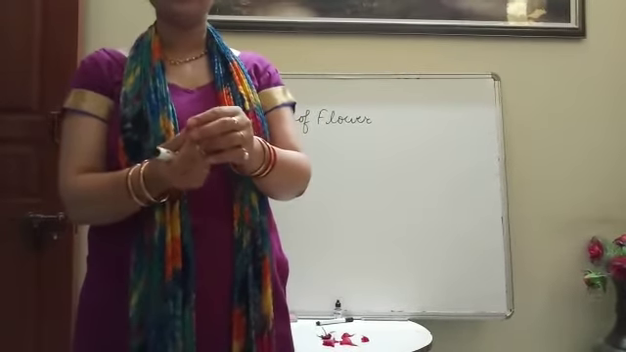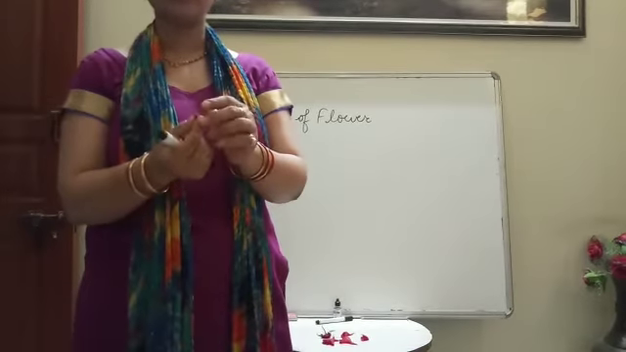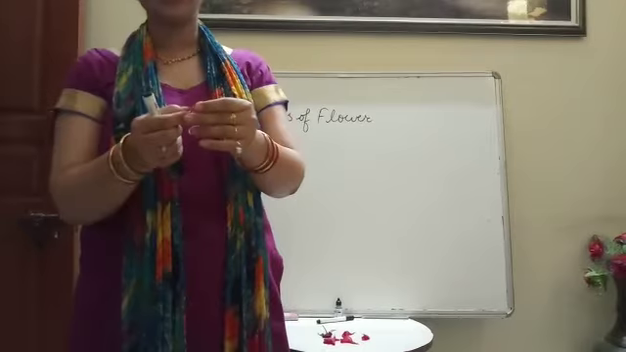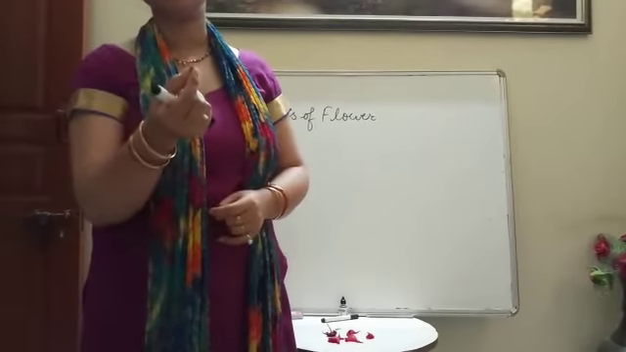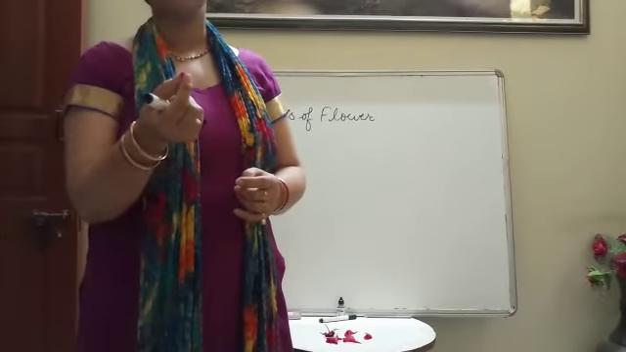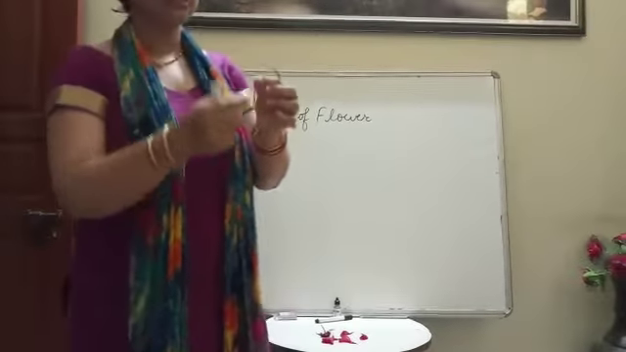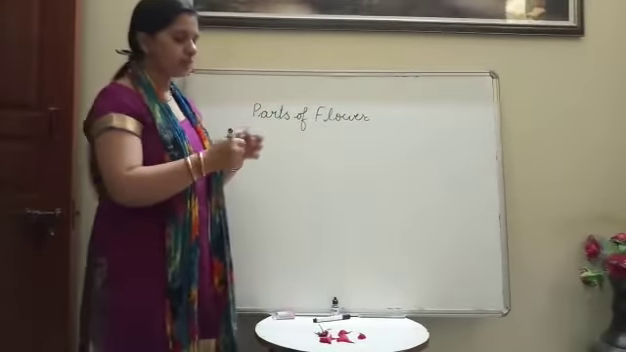And in front of the stamen, what is present? We can say this is filament. This thread like structure is filament. So have you understood this? What is this? This is ovary.